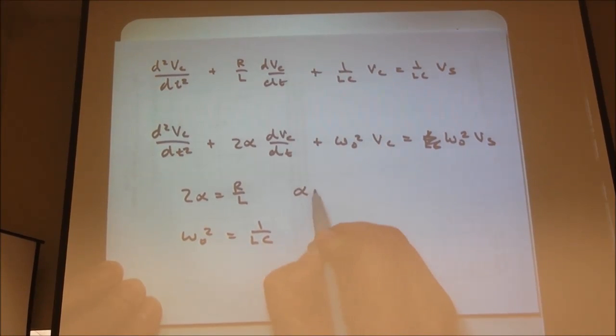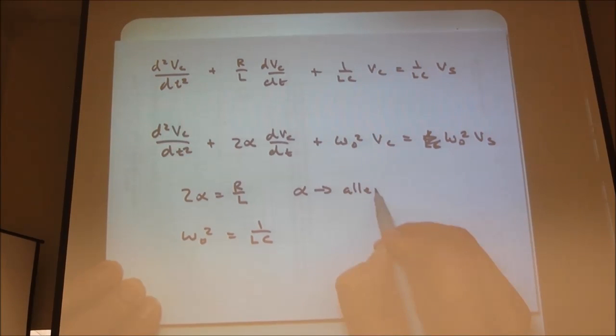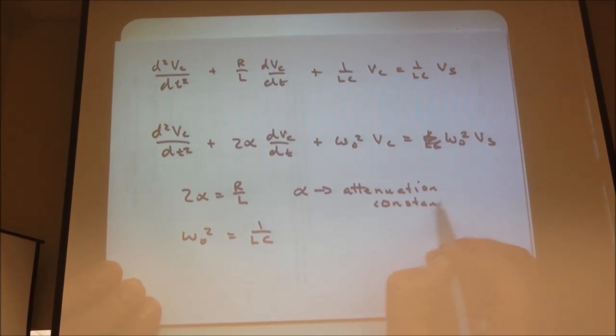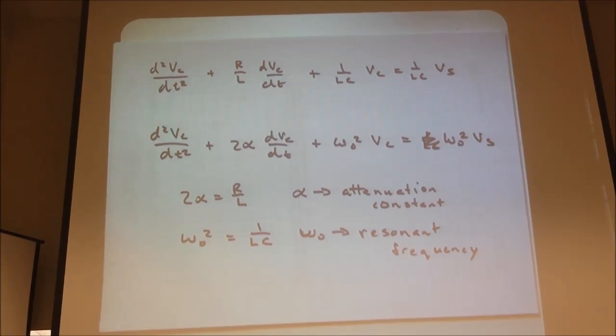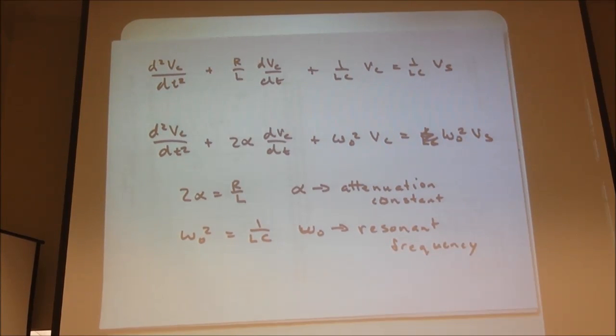We'll see alpha is called the attenuation constant. And omega naught is the resonant frequency, which doesn't mean much to us now, but will have more meaning for us in Unit 3 when we look at AC steady state. So again, all I've done was take that A, B, and C and rename them 2 alpha and omega naught squared. And now they'll actually have some physical meaning.